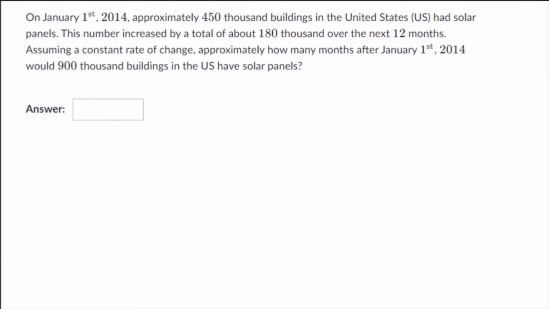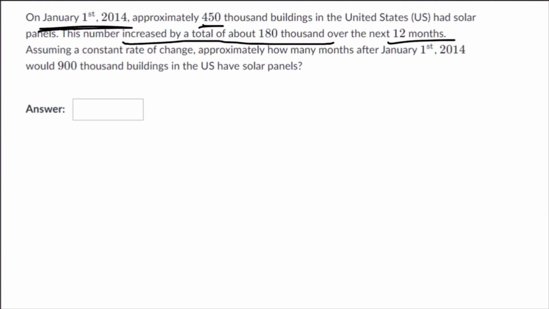So on the last question, they said on January 1st, 2014, approximately 450,000 buildings in the United States had solar panels. This number increased by a total of 180,000 over the next 12 months. Assuming a constant rate of change, approximately how many months after January 1st, 2014 would 900,000 buildings in the US have solar panels? Okay, so let's break this down. On this date, they had 450. And their increase was by 180,000 over the next 12 months.